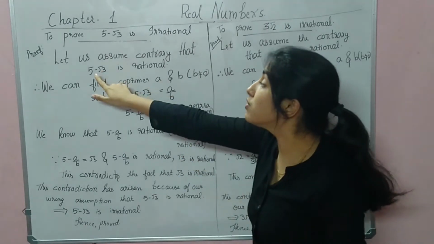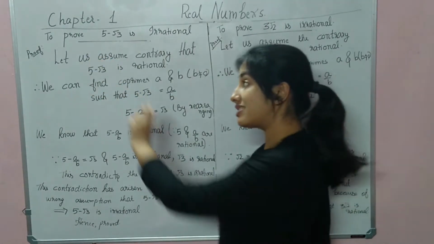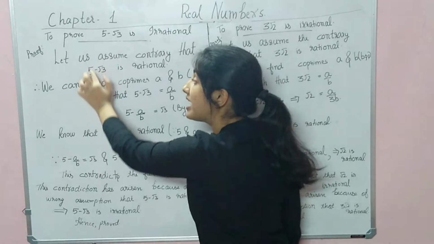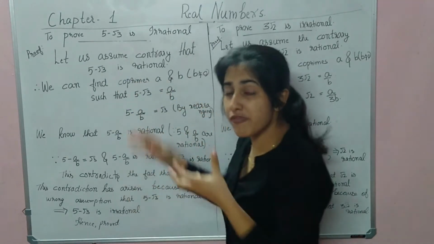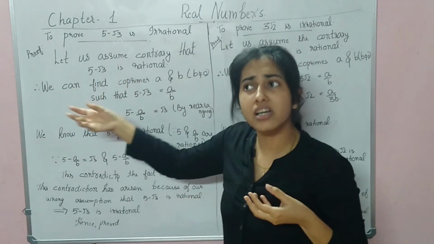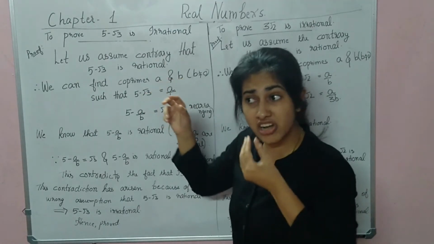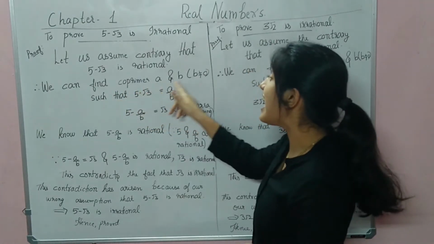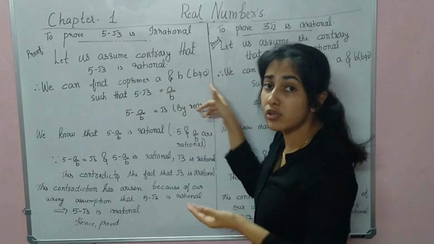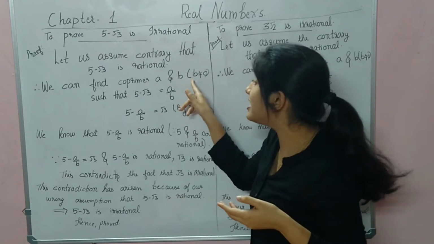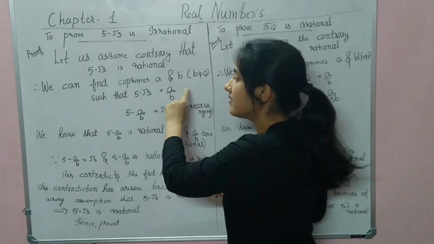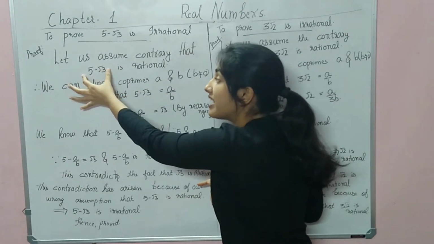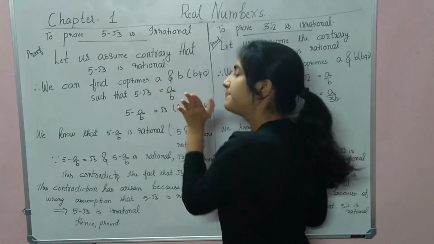So corresponding to this rational number, we have assumed that 5 minus root 3 is rational. If 5 minus root 3 is a rational number, there will exist a numerator and denominator which are coprimes. So we can find coprimes a and b where b is not equal to 0. We know that the denominator of a rational number cannot take the value 0. That is, we can find coprimes a and b such that 5 minus root 3 equals a by b.